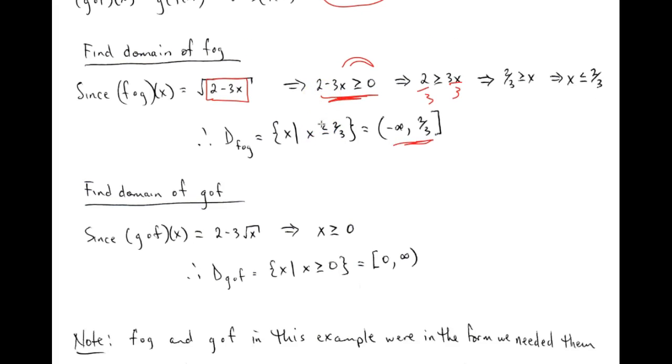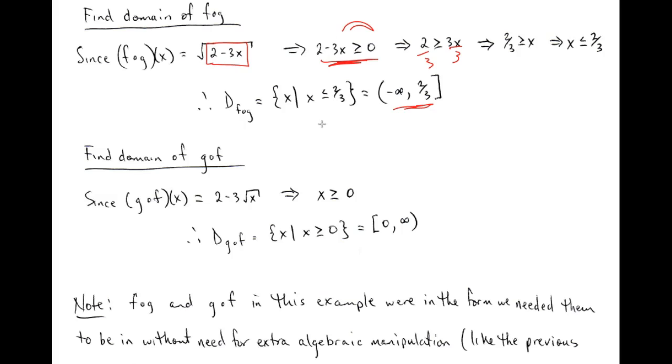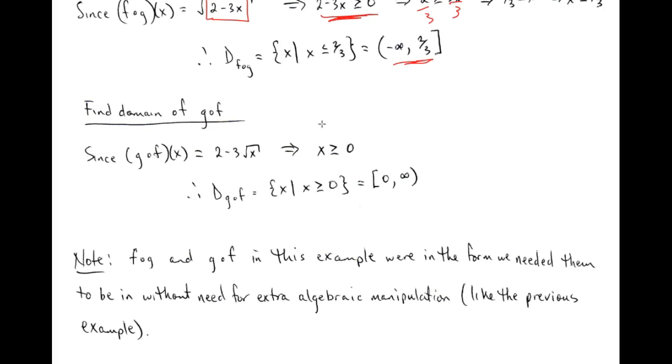So we're restricted in plugging in values of x that are 2/3 or lower into that. For the domain of g of f of x, we see that the only restriction that we have is this x under the radical here has to be greater than or equal to 0. So thus, our domain is just values of x that are greater than or equal to 0.